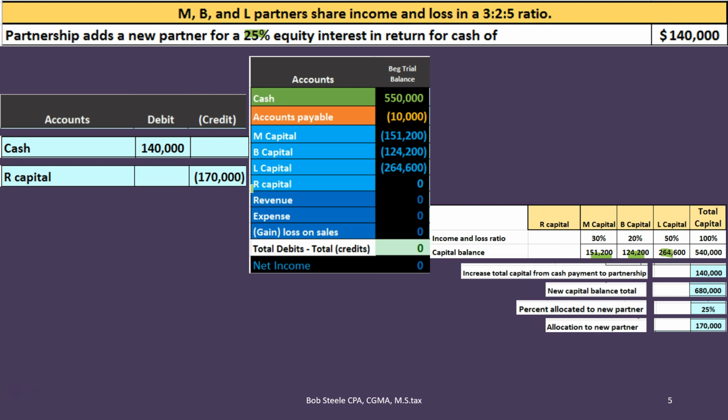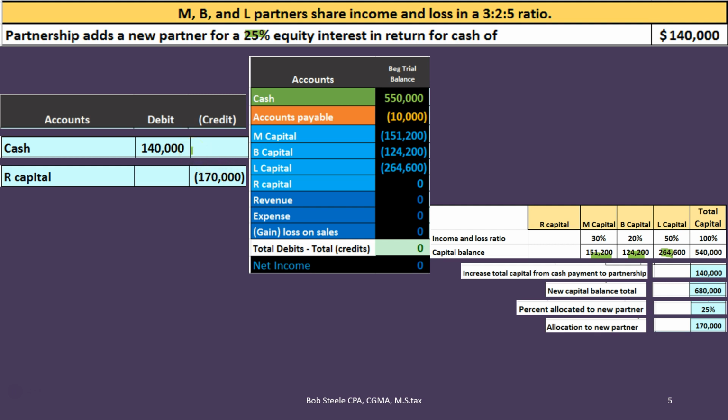Even though the partner only gave us 140. And what you might be thinking now is, well, why would the existing partners agree to this? This doesn't make any sense. If the book value of the partnership, assets minus the liabilities, is worth 170, why would we allow R to be included in the partnership when they only give us 140?